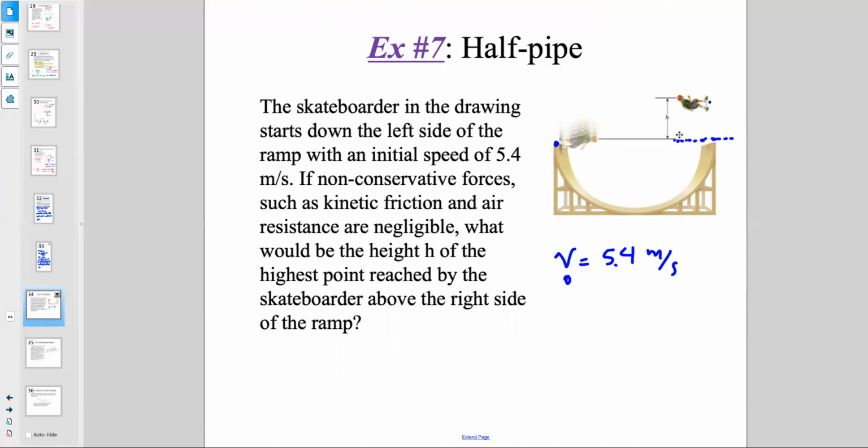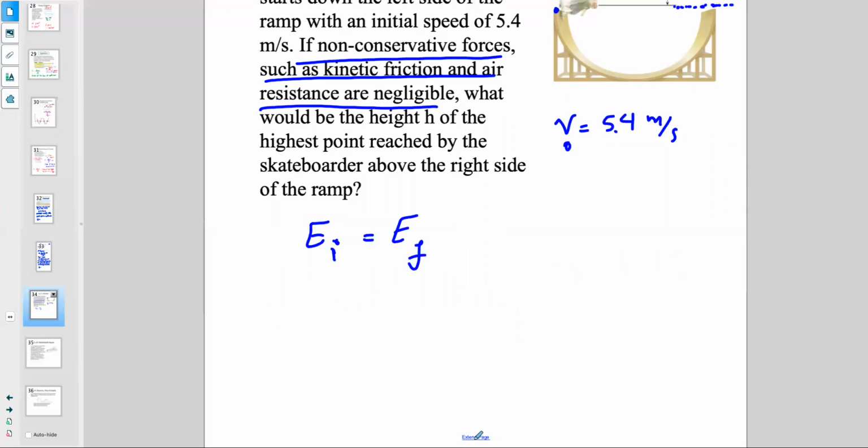Okay, so once he gets to this point, the final velocity is zero, because he'll stop at some point. So since there are no non-conservative forces, that means that initial total energy and final total energy should be equal, because there is no force to transform those energies to heat. There is no friction, so everything should be conserved. In other words, K of initial plus U of initial should be equal to K of final plus U of final, okay?